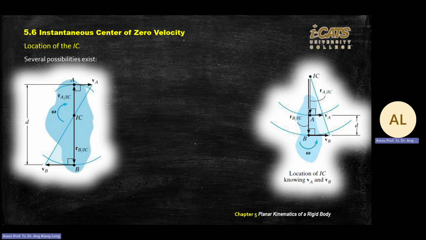Okay, and the vector IC to A or IC to B is always pointing out from IC. So you're always pointing from IC to the point. Okay, so this is how you draw a diagram. And you have a distance between A and B, and we define it as D here on the diagram.